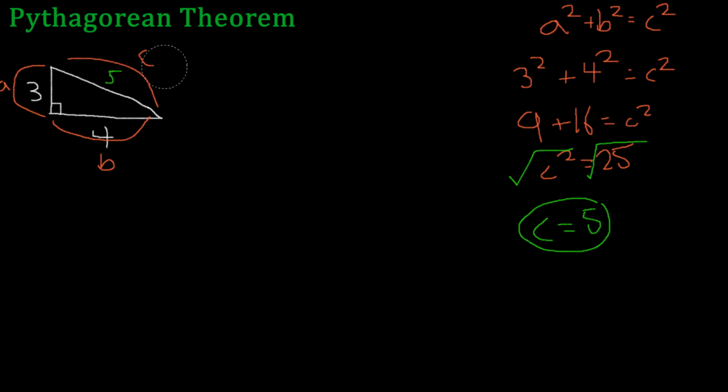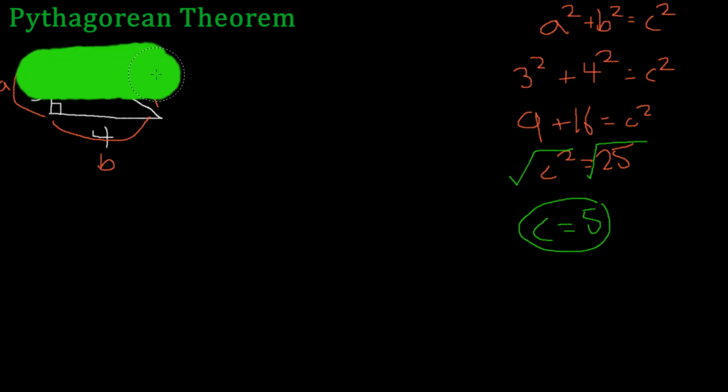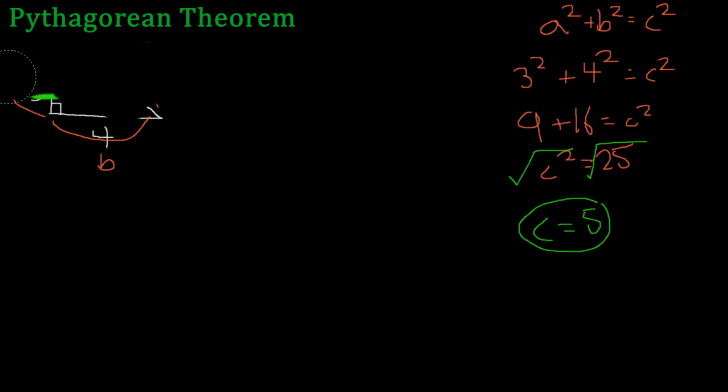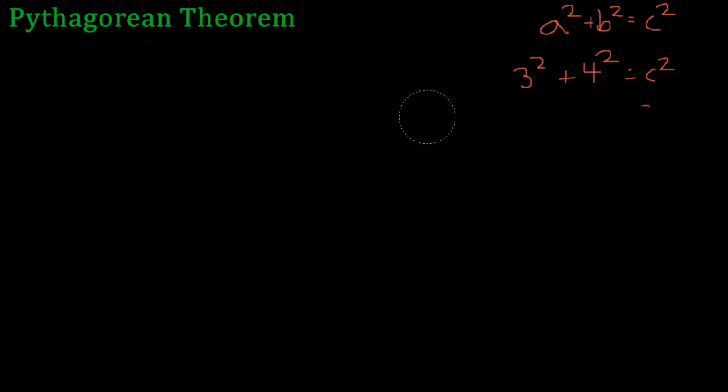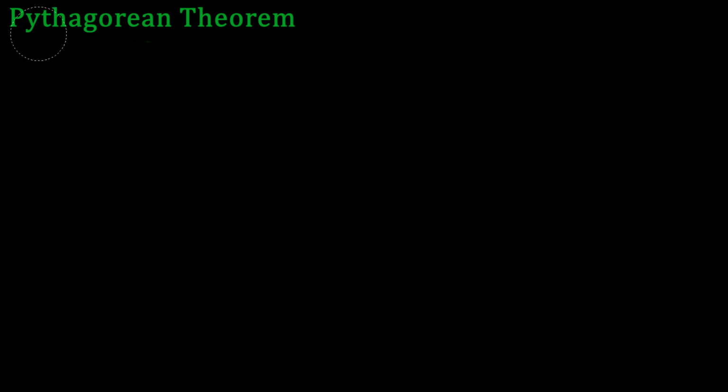So the answer to these questions, it's not always going to be that nice of an answer. So sometimes you might get the square root of a number such as 8, which is not a perfect square, so it's going to be a decimal number. In those cases, I normally just leave it under the square root or simplify the square root if possible.